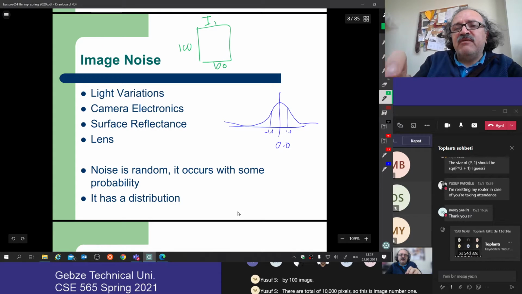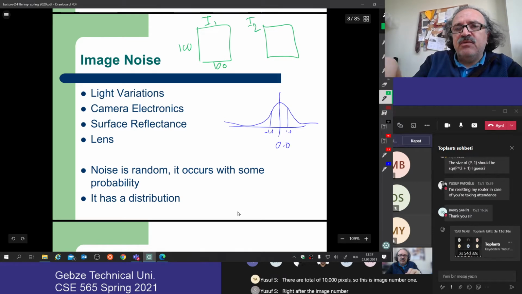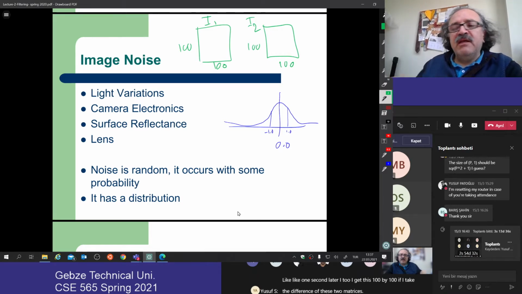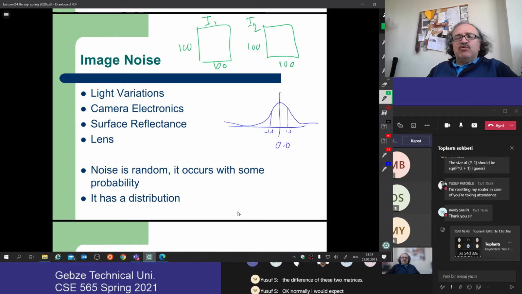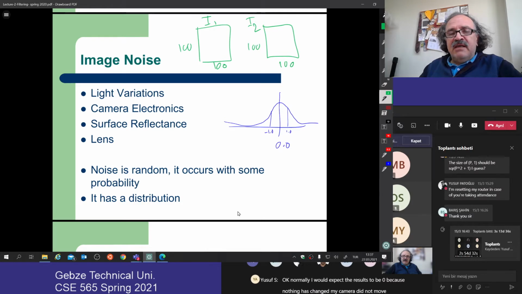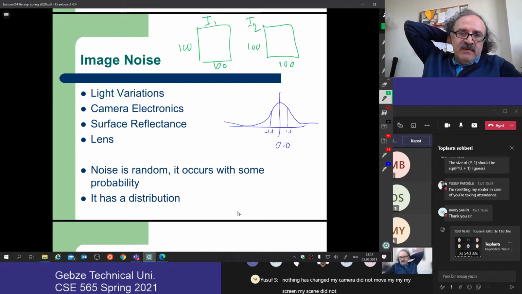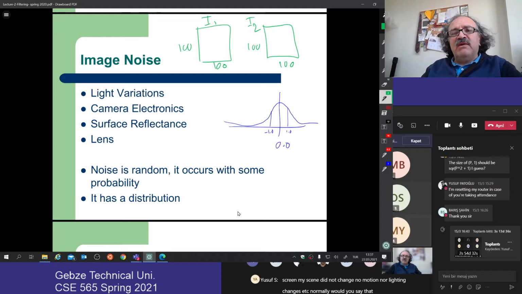Right after image number 1, I take another image, like 1 second later, I2. This is 100 by 100. If I take the difference of these two matrices, normally I would expect the result to be 0 because nothing has changed. My camera did not move. My scene did not change. No motion, no lighting changes, etc. Normally you would say that these two images are exactly the same, but it doesn't happen that way. You would see slight variations.